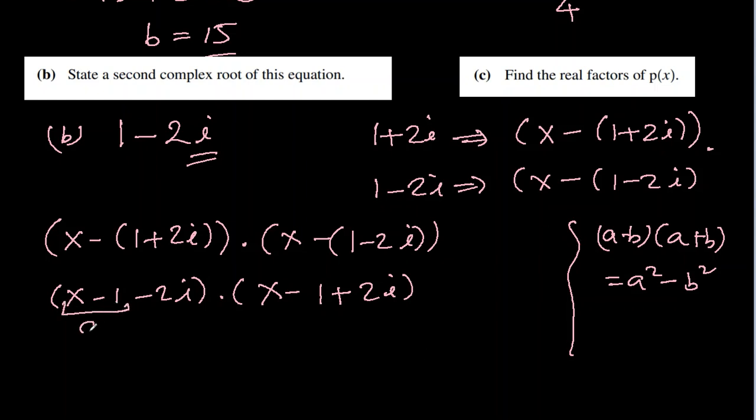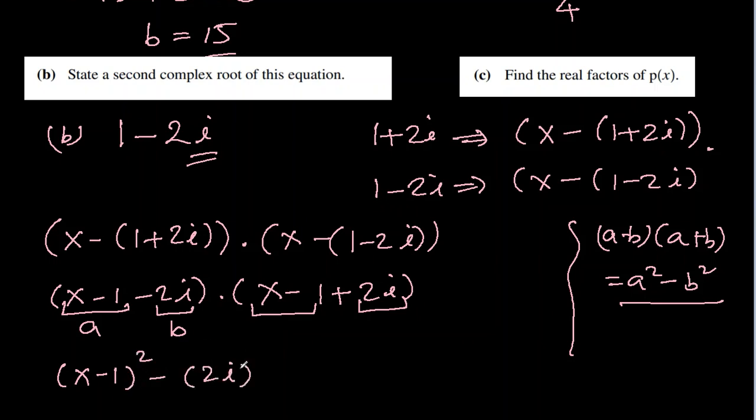We'll consider x minus 1, whole of it, as a, and 2i as b. So look, it is a minus b and a plus b format, and it will be a square minus b square. That means the combination of the two will be x minus 1 square minus 2i square, which will be x minus 1 square will be x square plus 1 minus 2x, and this will be minus 4i square.